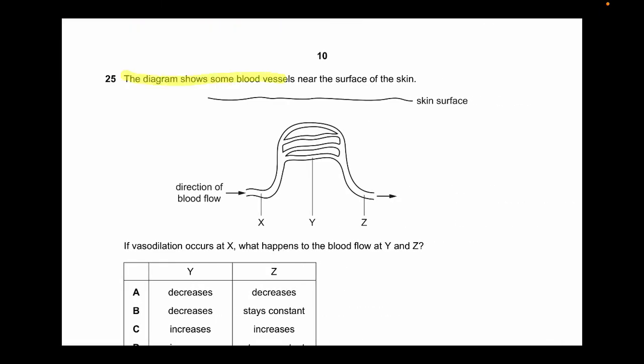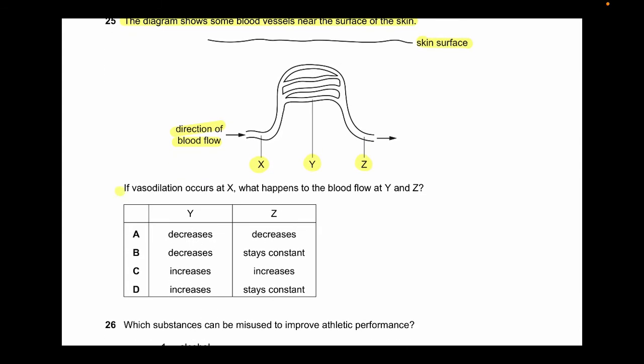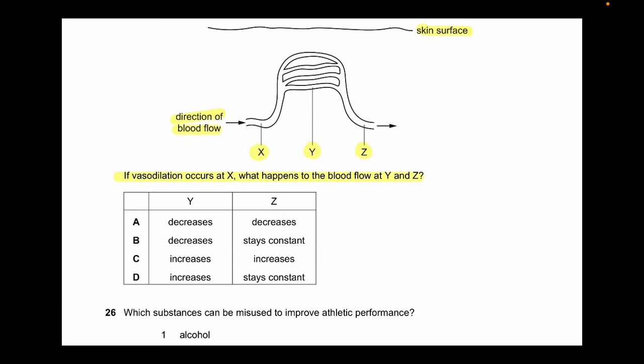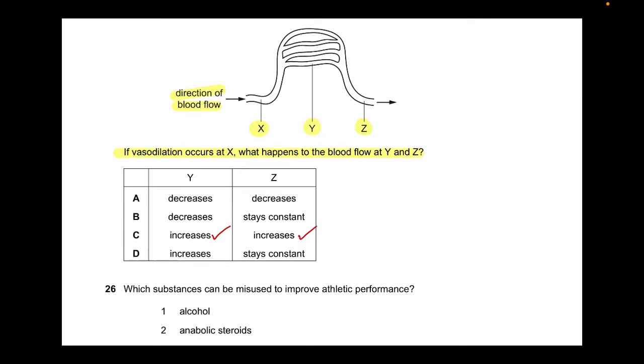The diagram shows some blood vessels near the surface of the skin. Skin surface, direction of blood flow, coming from point X and then Y, and then we can see point Z. If vasodilation occurs at X, what happens to the blood flow at Y and Z? So definitely if vasodilation occurs at X, blood flow in Y and Z both will increase. So increases and then increases in Z as well. So option C is the correct answer.